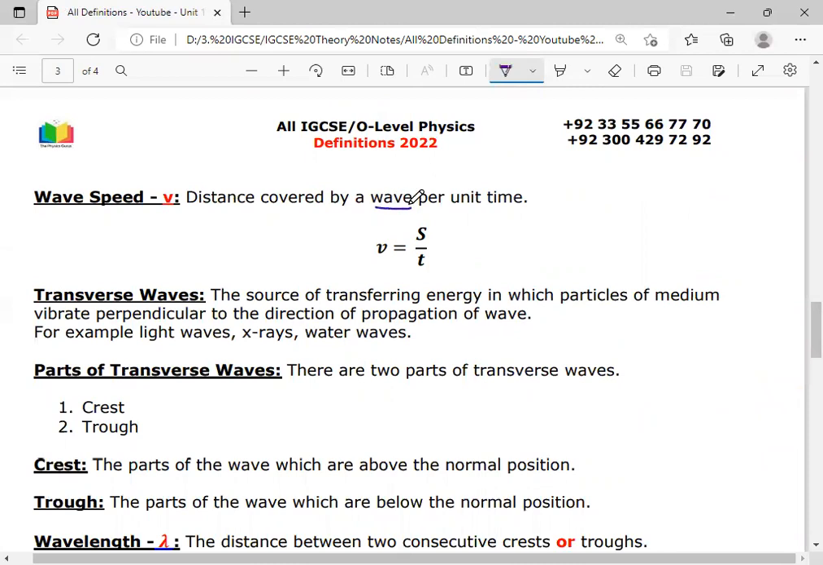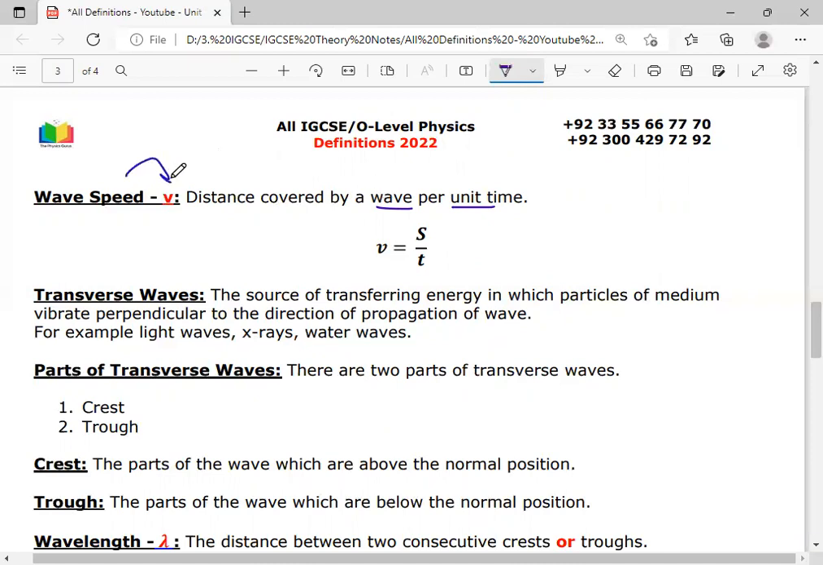Distance covered by the wave per unit time. What was the definition of speed? Distance covered per unit time. Since this is the wave speed, we have to add the word wave, or you might write the definition without adding the word wave as well. Distance covered per unit time is called speed.